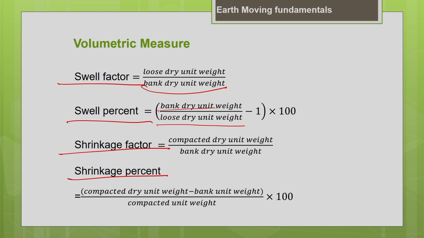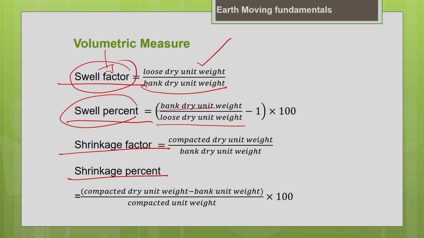Say, for example, if you know the natural or the bank unit weight of the material, once it is disturbed or excavated in the loosened state, you don't know the unit weight of the material. So from the literature, there are some tables which provide the swell factor of different types of material. You can take the swell factor for the particular material, and using it, you can calculate its loosened unit weight. So that is the significance of these factors. These factors help you in the conversions, so that you can use them for consistent calculations of your volume or the productivity when you make the estimations.